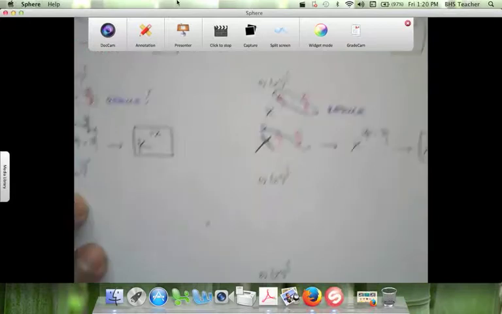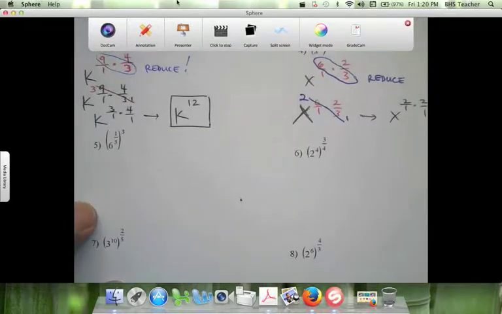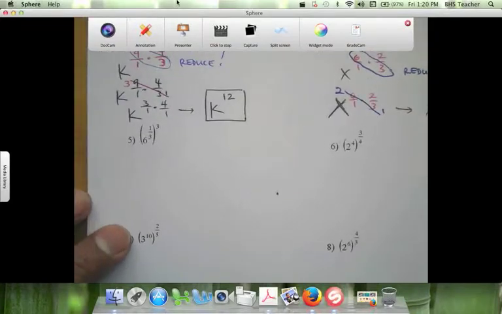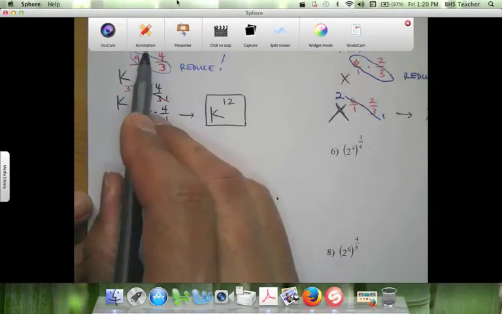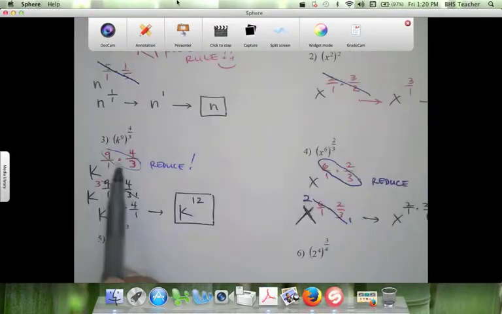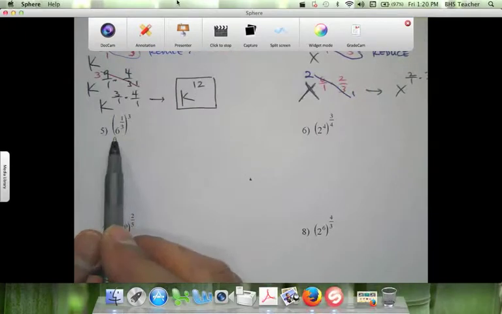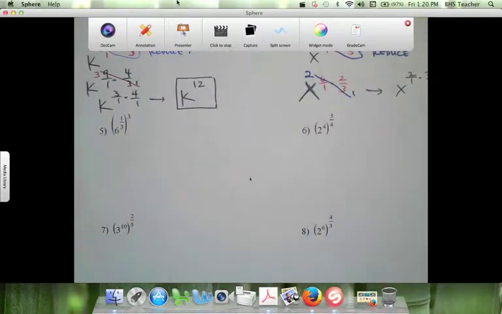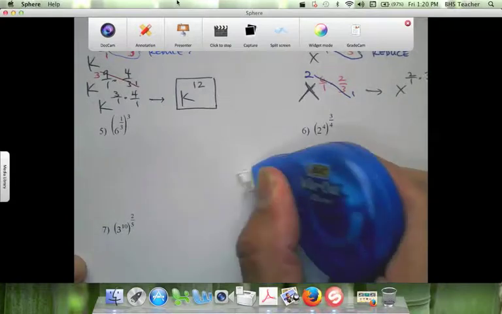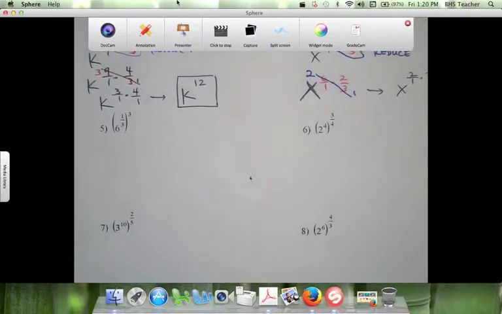Okay, now we're going to look at these last four. These last four, they're not going to have a variable as the base. These first four had a variable as a base. These have a number as a base. The same thing will happen except for the fact that you'll actually get answer values for these last four examples.